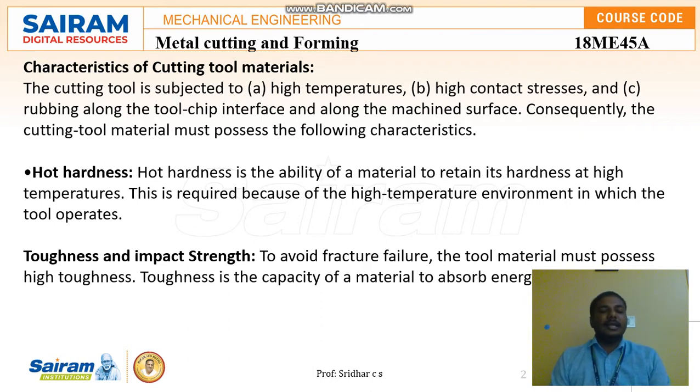When you are selecting a tool for cutting, it has to withstand mainly these three conditions. One is high temperatures. The tool has to withstand the high temperatures produced during the machining process. In some conditions, because of continuous running, running at a high RPM, or the friction between the workpiece and the tool, a high temperature is produced. Next one is high contact stresses.